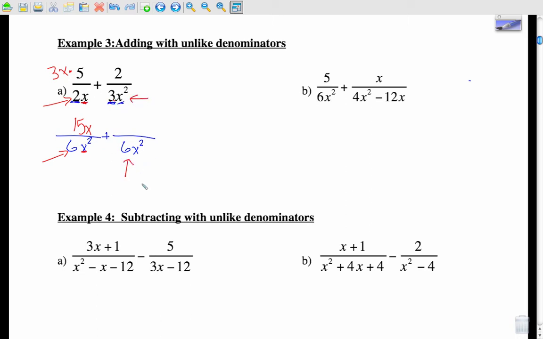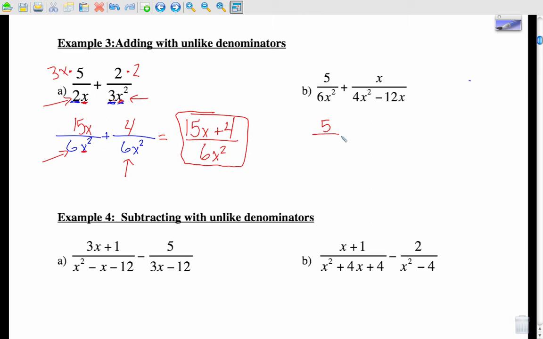I ask myself the same question over here. What is this missing to get me to that? It's obviously missing a 2, so I got to take this times 2, and this one already has 2 x's, and this one has 2 x's, so I don't have to multiply by any. 2 times 2 will give you a 4. Add straight across on the top to get a 15x plus 4. You leave the bottom the same, so it is 6x squared. You always look to factor and cancel if you can, but since I can't factor the top or the bottom, I am done.